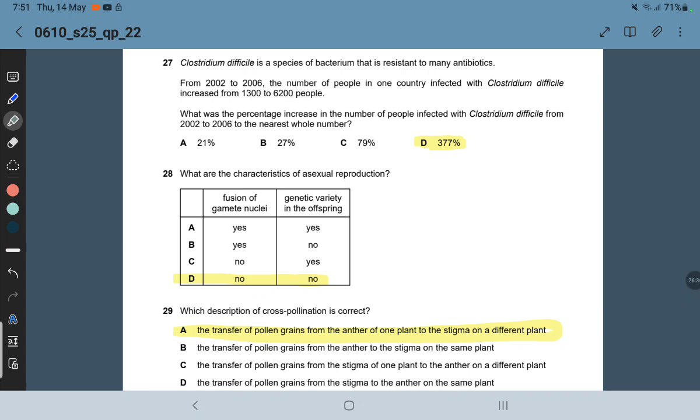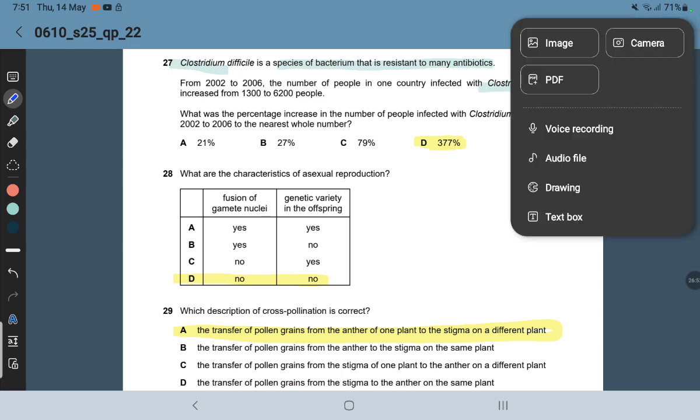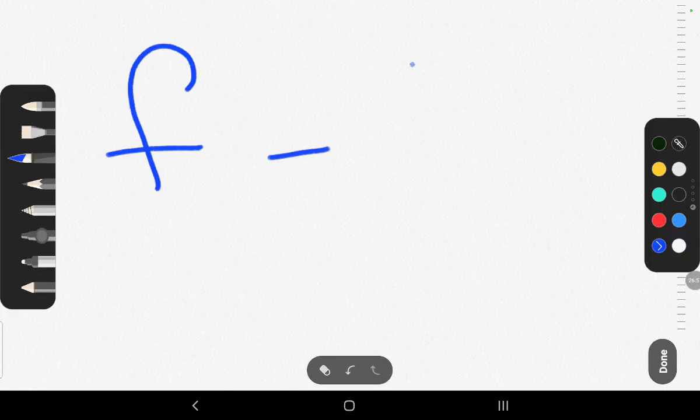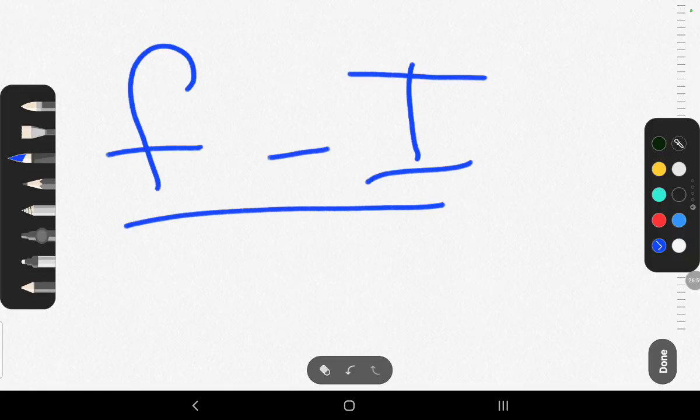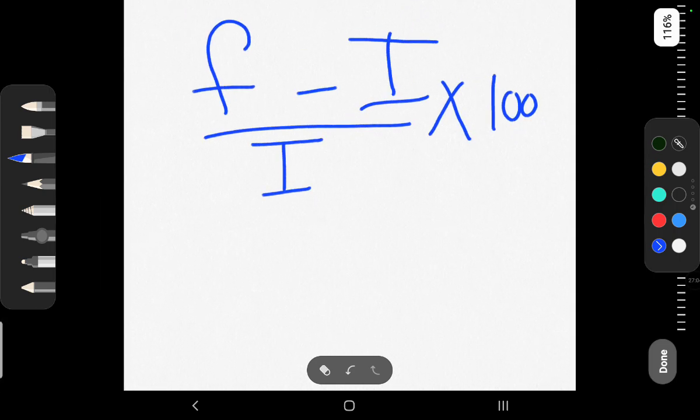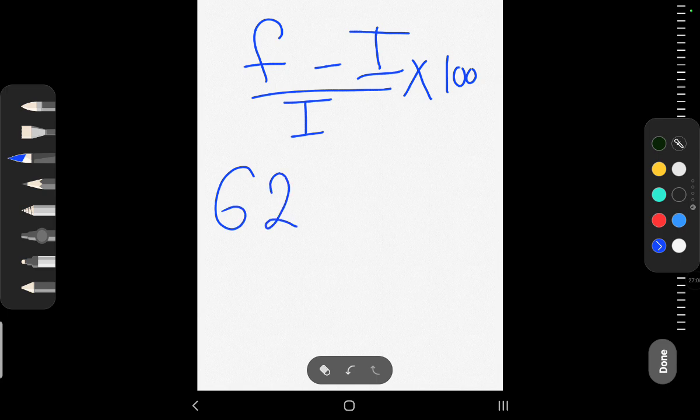27. Okay, this is a species of bacteria that is resistant to many antibiotics. From 2002, the number of people in one country infected with this disease increased from 1,300 to 6,200 people. Percentage increase. So in percentage increase, you will follow a lovely formula, which is: final minus initial over the initial value times 100. So in our case, we had 6,200 minus 1,300.